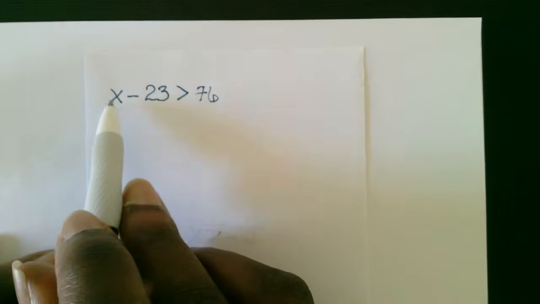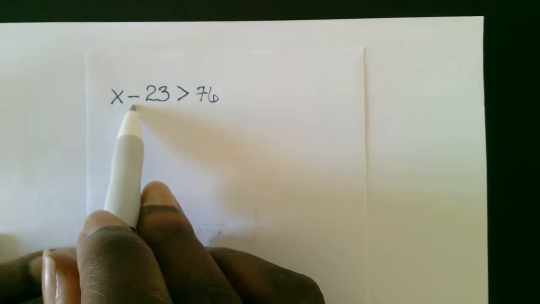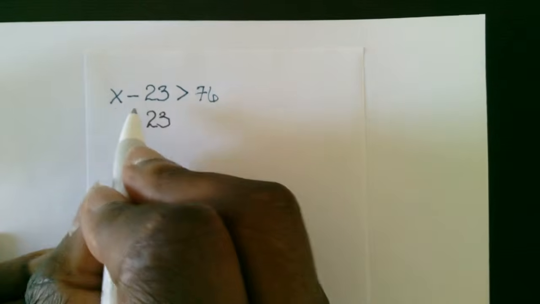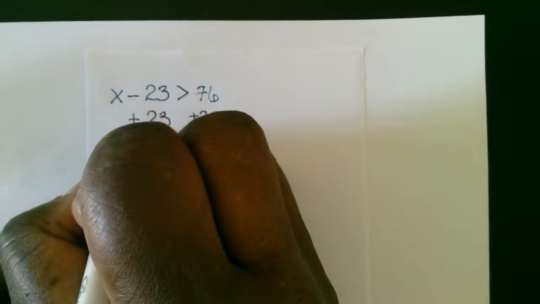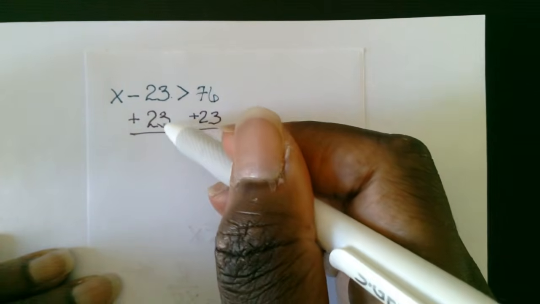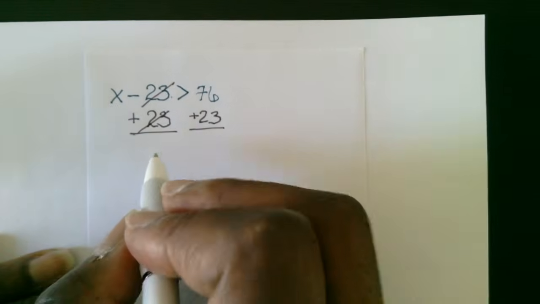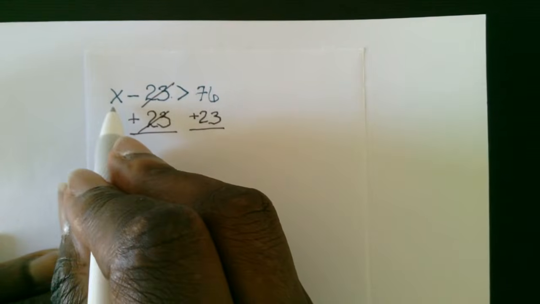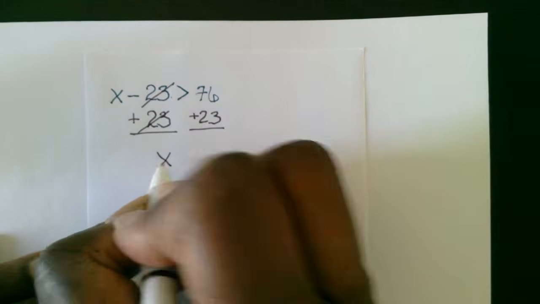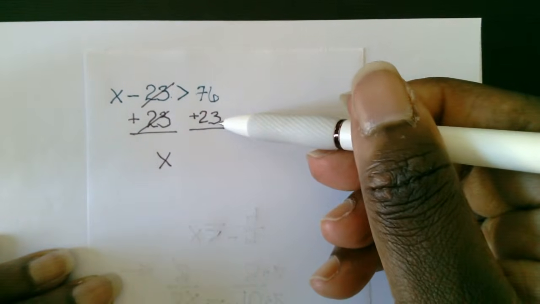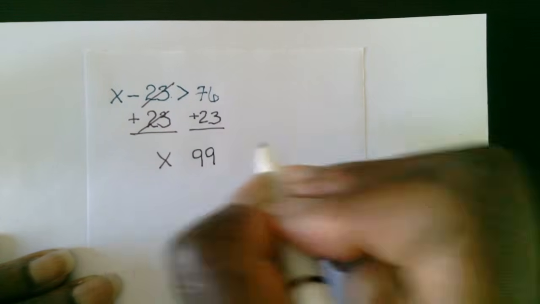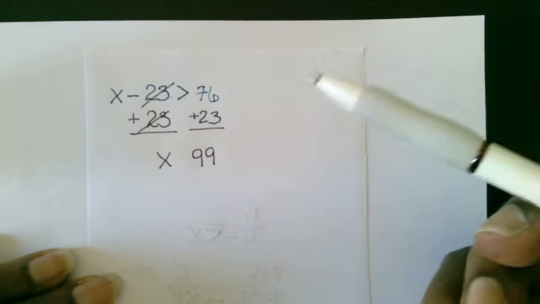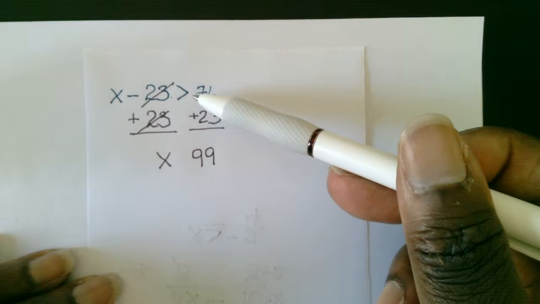So we want to isolate our x. So we are going to add 23 because that's the inverse of minus 23. Okay. So negative 23 plus 23 gives me 0. We don't need the 0 as a placeholder because we still have our x to come down. So now 76 plus 23 gives me 99. Now, do we change the direction of the inequality sign?